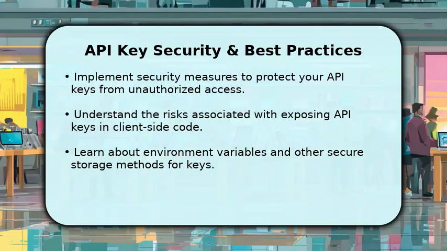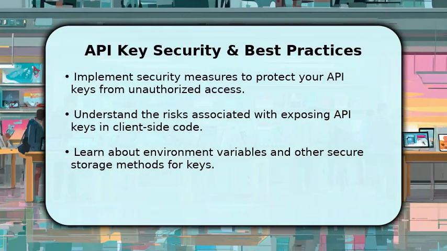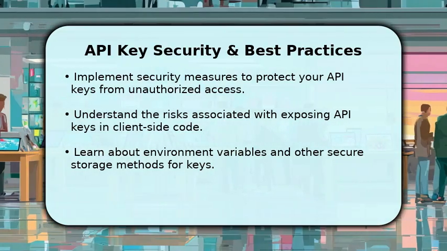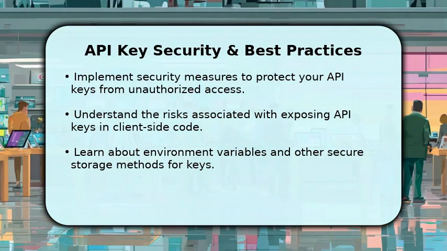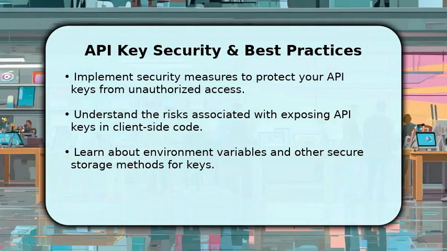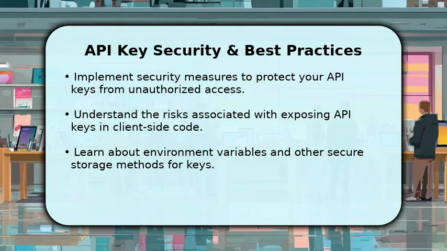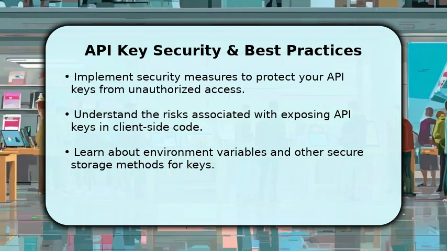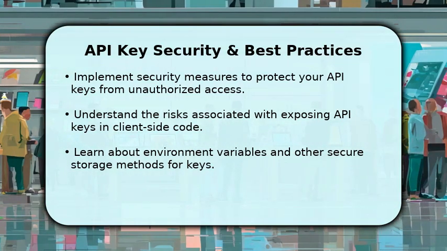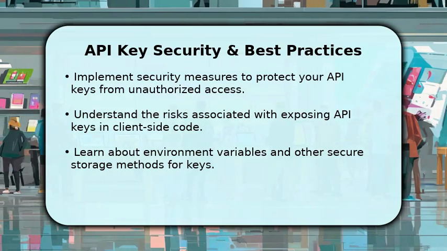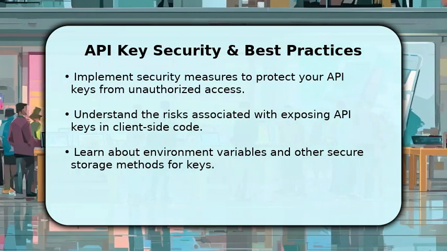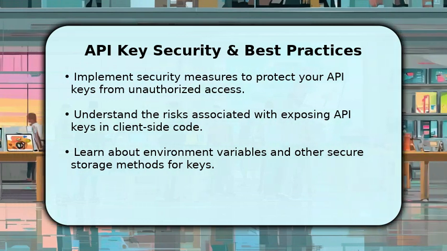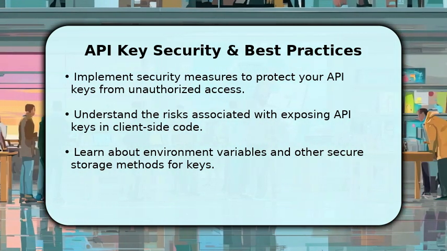Protecting your API keys is paramount. Never expose them in client-side code or commit them directly to public version control repositories. Instead, use server-side storage like environment variables or dedicated WordPress constants. Regularly review your API key usage and revoke or regenerate keys if you suspect any compromise. Implementing IP restrictions or domain whitelisting, where available, adds an extra layer of security, limiting key usage to authorized sources.